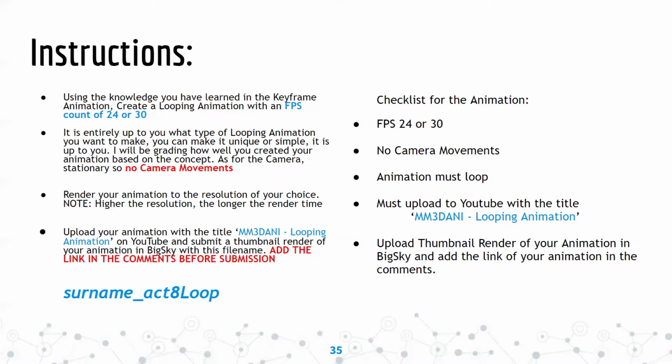I'm going to be grading it based on that, what concept you try to make your animation. Now, of course, lastly, as for the camera, you want it to be stationary. So no camera movements, okay? No camera movements. It's going to be forced perspective. No camera movements, no basic rotations, no dolly shots, no zoom shots, okay? So just pick one specific angle and then animate it from there, okay? Animate using that angle, okay?